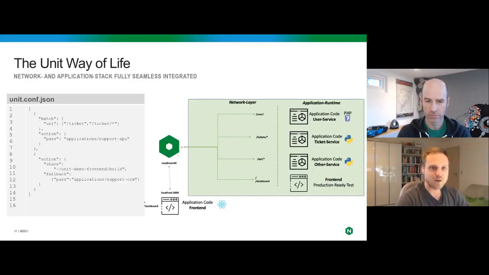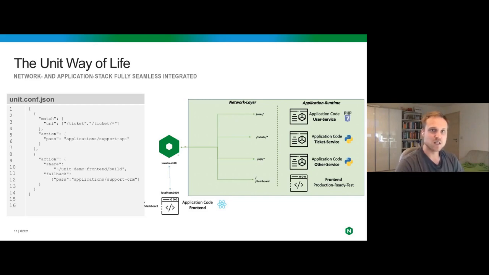So this is how it looks at the moment on my machine, and this is what we'll see in the demo. I replaced Docker for the application runtime entirely, using NGINX Unit to host my Python API, my PHP-based API, and my ReactJS compiled or built frontend.